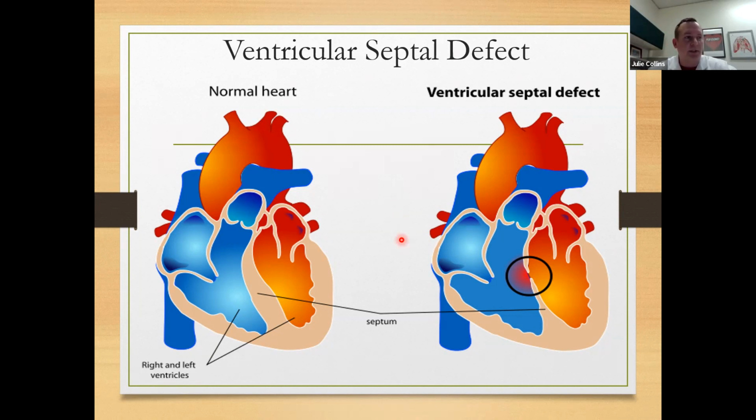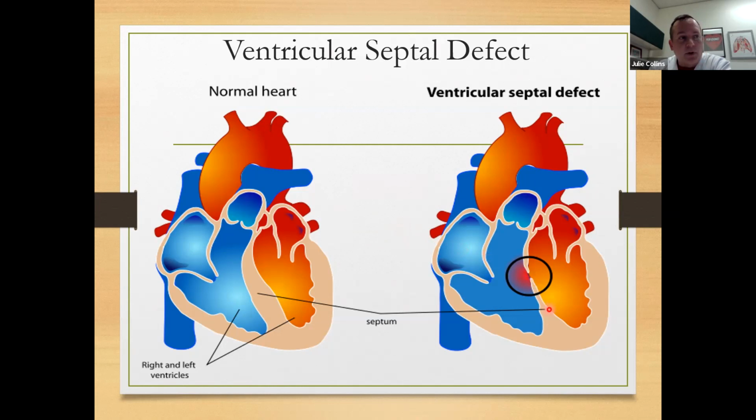So VSDs, I would still classify as a fairly fast procedure. Should be a fairly easier procedure. I don't like to put the term easy on anything we do. It's some of our least complex surgeries. AV canal makes it more complex. So an AV canal, I would definitely say, doesn't necessarily fall into that category.